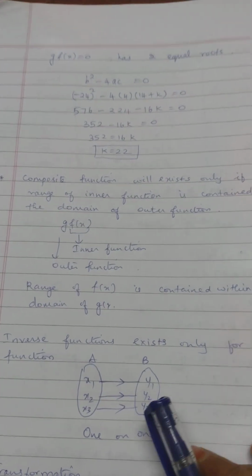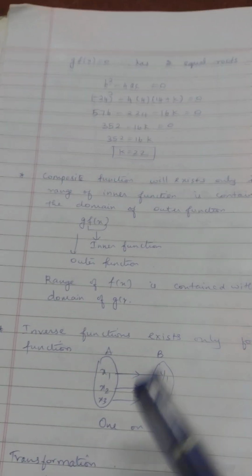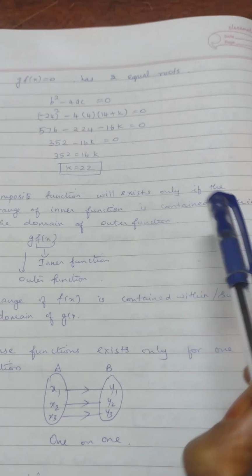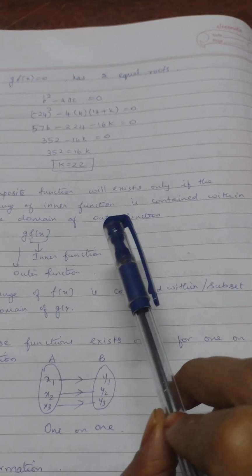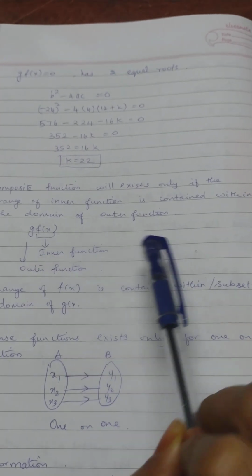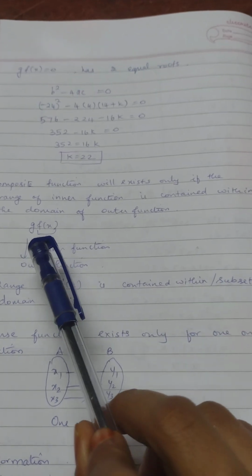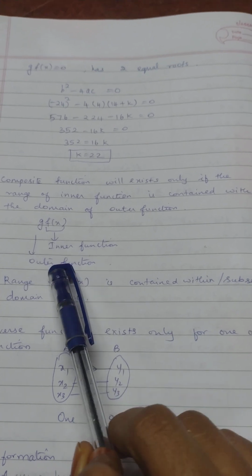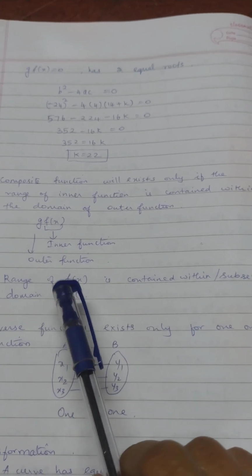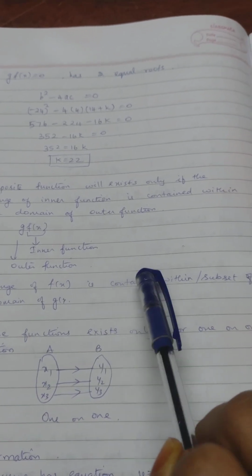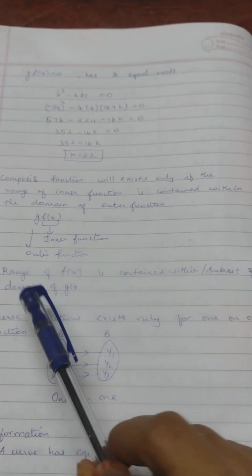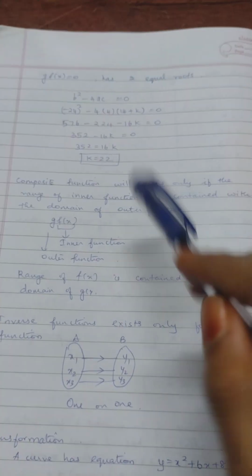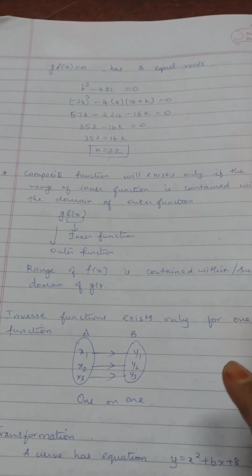Then the next question can be basically of composite function. The next point which you will have to remember: a composite function will exist only if the range of the inner function is contained within the domain of the outer function. So as I told you, g of f of x. In this, f of x is the inner function and g is the outer function. That means the range of f of x should be contained within, or should be a subset of, the domain of g of x. So only then can the composite function exist.